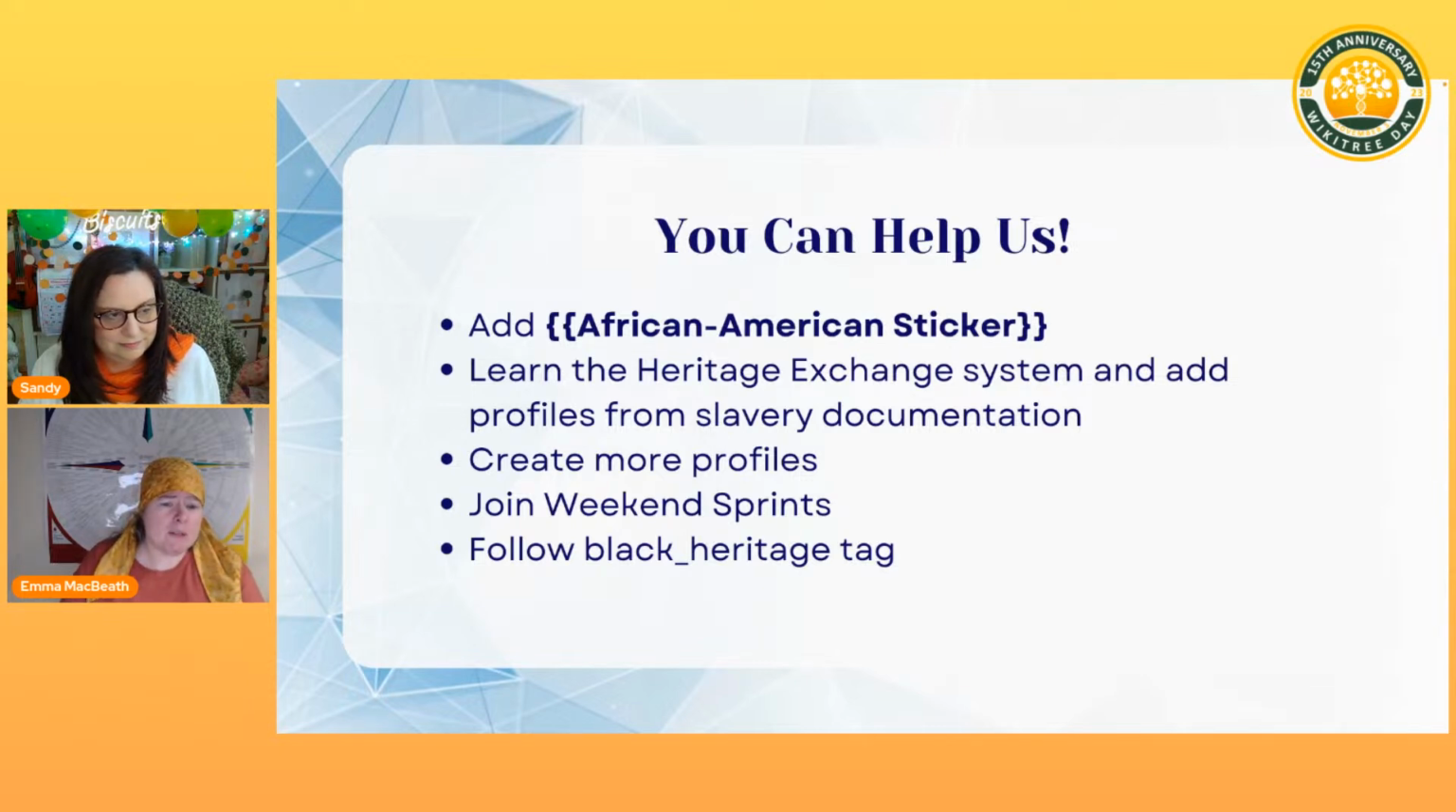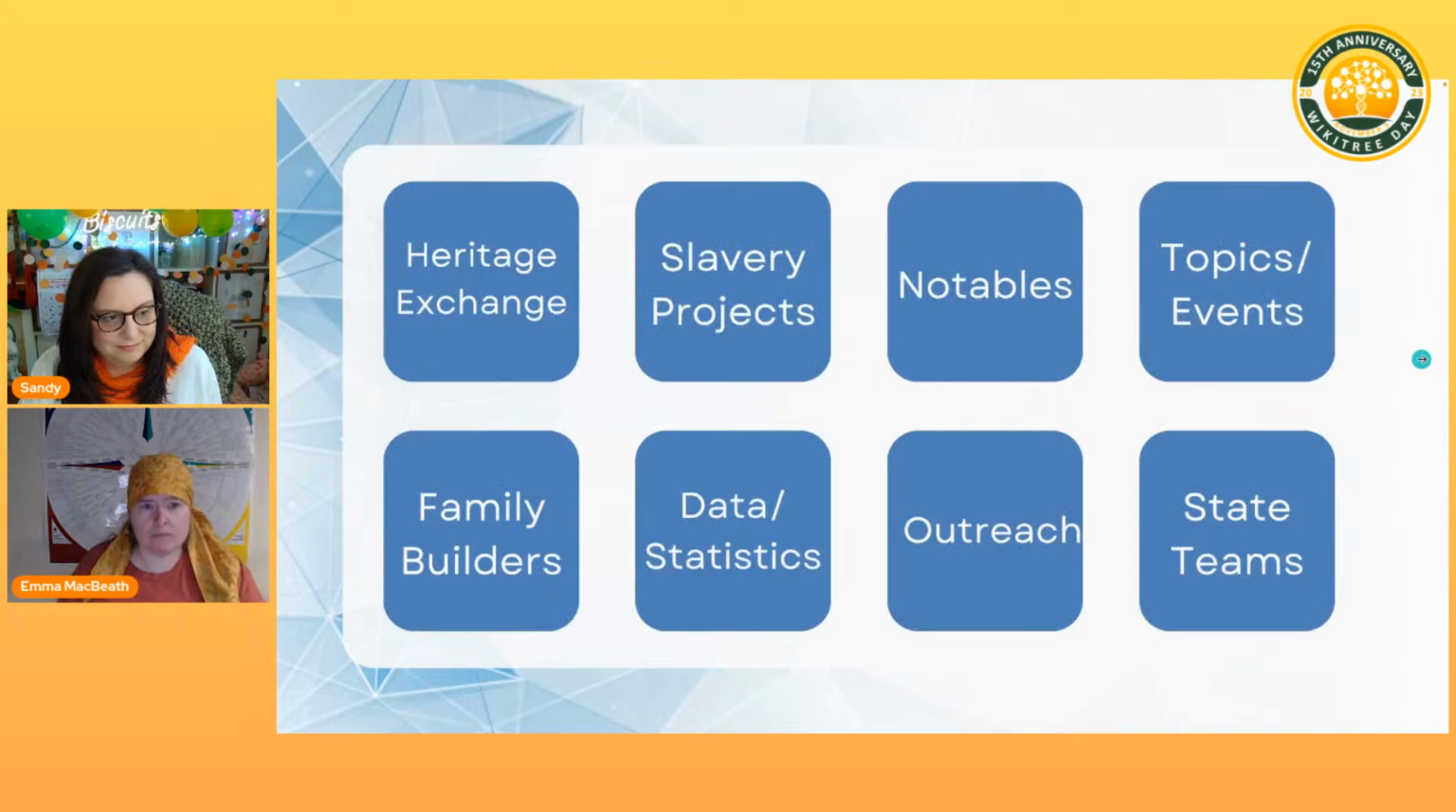We have weekend sprints about twice a month, and we try to tag the different projects who might be interested in whichever kind of sprints we're doing, but you can look out for those to come join us. And by following the Black Heritage tag, it has an underscore between the two words, you can keep track of all the things that we're doing, because we'll use that tag in G2G anytime we announce something that's coming up.